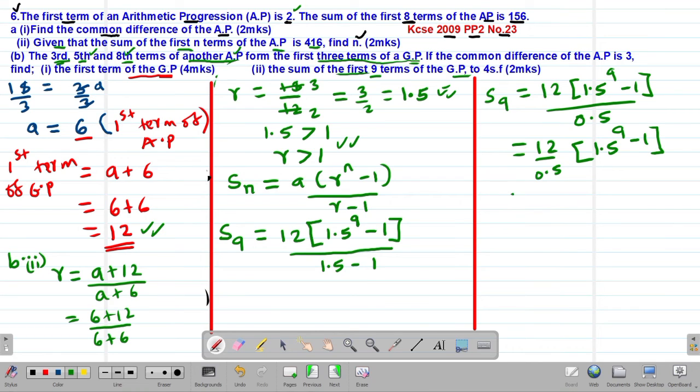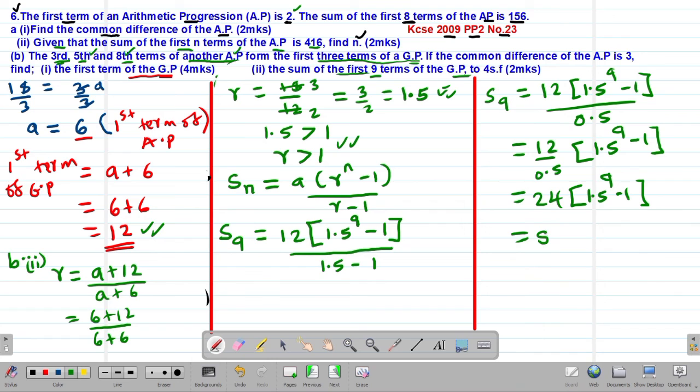Now 12 divided by 0.5 is just the same as 12 divided by a half. When you divide by a half, it means you multiply with the reciprocal. So it will be 12 multiplied by 2/1, which is the reciprocal of a half. 12 by 2, you'll get positive 24. Then into 1.5 to the power of 9 minus 1, then close the bracket. Now, when you feed this on your calculator, 24 times, open bracket, 1.5 power 9 minus 1, your calculator is going to give you the following answer.